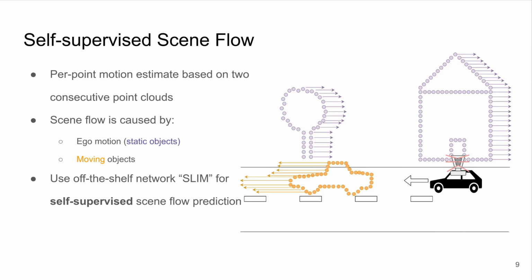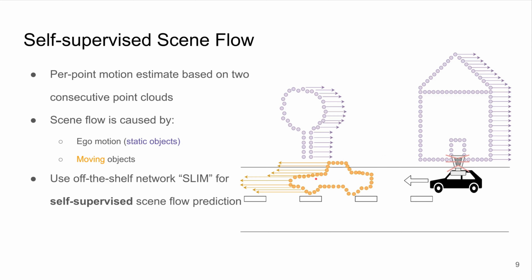First, I would like to talk a little bit about what scene flow is. Given two consecutive point clouds, scene flow refers to the motion estimate between these two point clouds, going from one point cloud to the next. From the sensor's perspective, scene flow is caused by two phenomena. One is the sensor ego motion, which will cause uniform scene flow across the static background objects, like trees, houses, etc. And the other is dynamic objects that move on their own, giving a distinct scene flow.